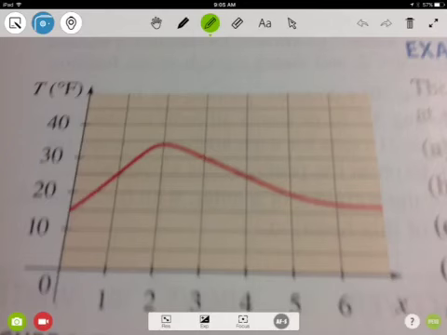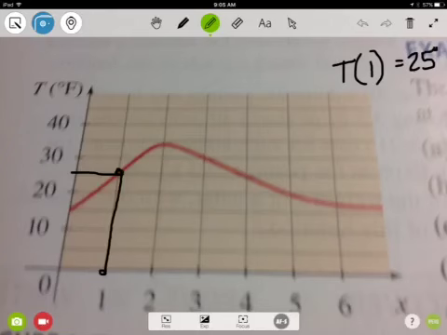some answers from this. So the first one it'll say T1, which means 1 down here, go up to here, where does it hit? And it corresponds with 25. So the temperature is 25 degrees according to this problem. Same thing if it were to ask you for 3, 4, 5, whatever, you're just going to correspond it with the numbers along the side, and then you have your answer. So that's how you read a graph.